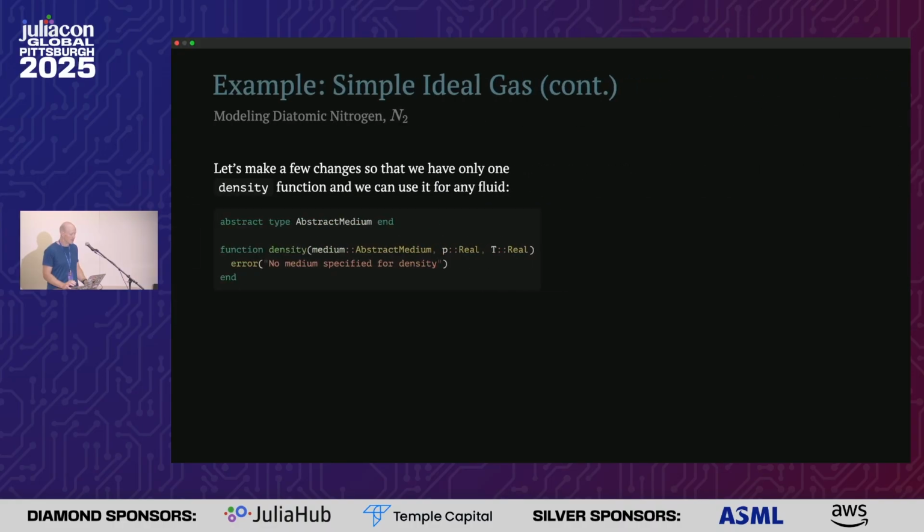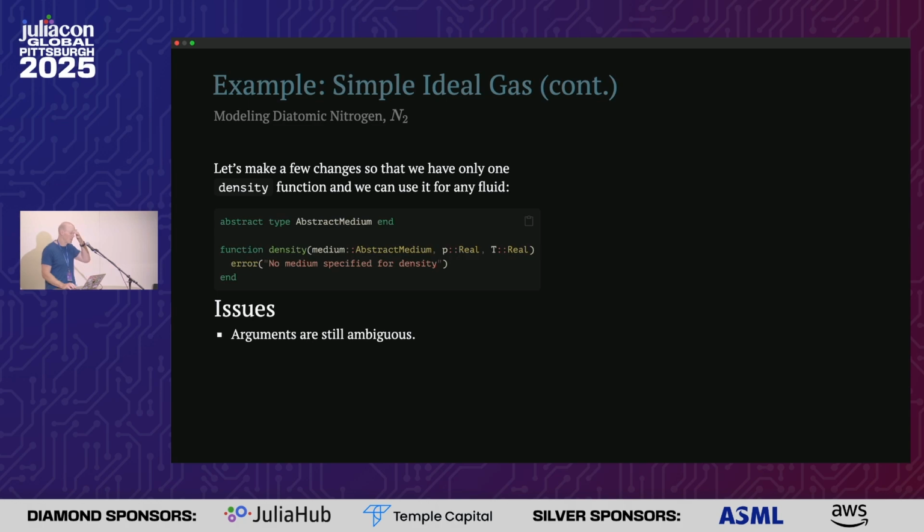Okay, so let's improve on that. We can create this abstract type in Julia, abstract medium. And we can say, well, let's just make it so that these density functions take 2 arguments. The first one is an abstract medium, and maybe the pressure and the temperature afterward. That way we can swap in different media for the first part, right? We think that might work.